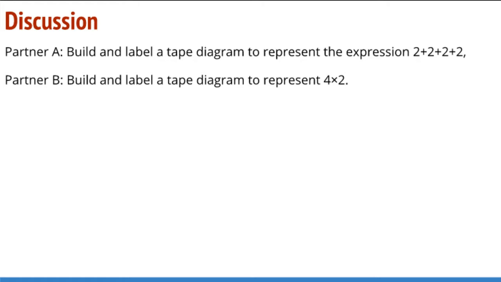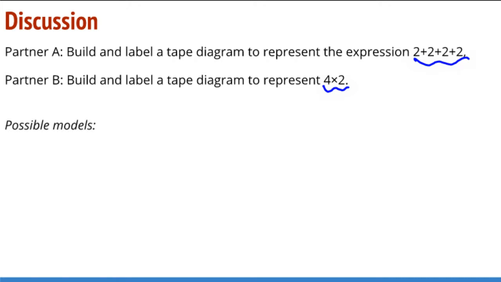If you were in class, we'd be doing this with a partner, and each of you would build a model to represent an expression. One of you would build a model to represent 2 plus 2 plus 2 plus 2, and the other would build a model to represent 4 times 2. So go ahead and pause the video, take a moment, and build a model to represent both of these. And while you're doing that, in your head, do a little bit of compare and contrast. What do you see as similarities and differences between your models?